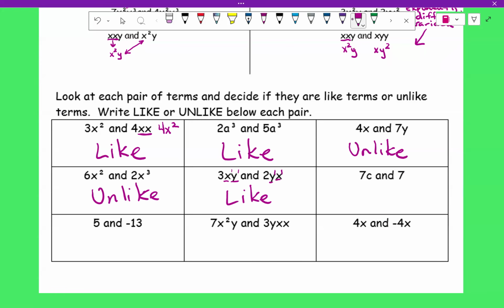How about 7c and 7? Do they have the same variable? No, 7 is a constant in this case. And since it doesn't have a variable, they're unlike.